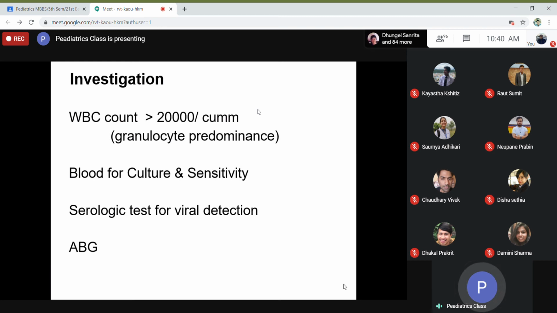In severe pneumonia, you do the arterial blood gas analysis and see whether respiratory acidosis is there or not, and whether there is type 1 respiratory failure, with hypoxia, where the partial pressure of oxygen may be low, or type 2 respiratory failure, where the partial pressure of oxygen will be low as well as the PCO2, the partial pressure of carbon dioxide, will increase. That is type 2 respiratory failure. So you have to detect whether the child has normal partial pressure of oxygen and normal PCO2, or type 1 or type 2 respiratory failure.